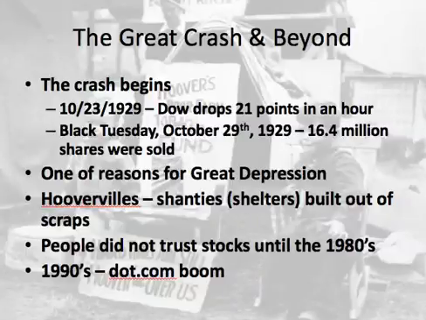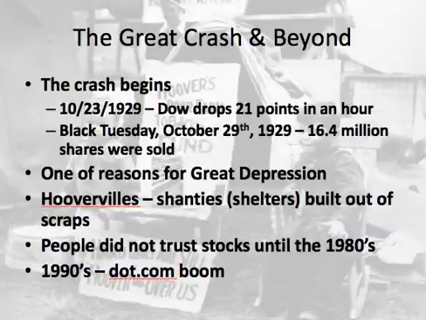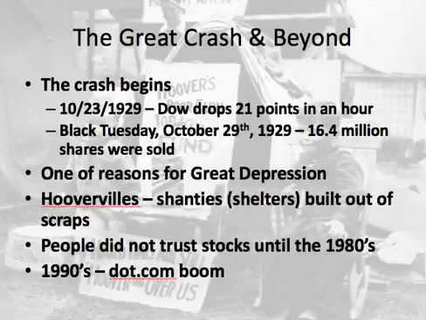As a result, we saw here October 1929, 87 million. We saw that was the end of the great Roaring Twenties. On October 23rd, Dow drops 21 points in an hour, which is unheard of. It was known as Black Tuesday. On October 29th, 16.4 million shares were sold. Fear broke out. People were trying to liquidate all their assets before they lost anything. It was one of the primary reasons for the Great Depression.